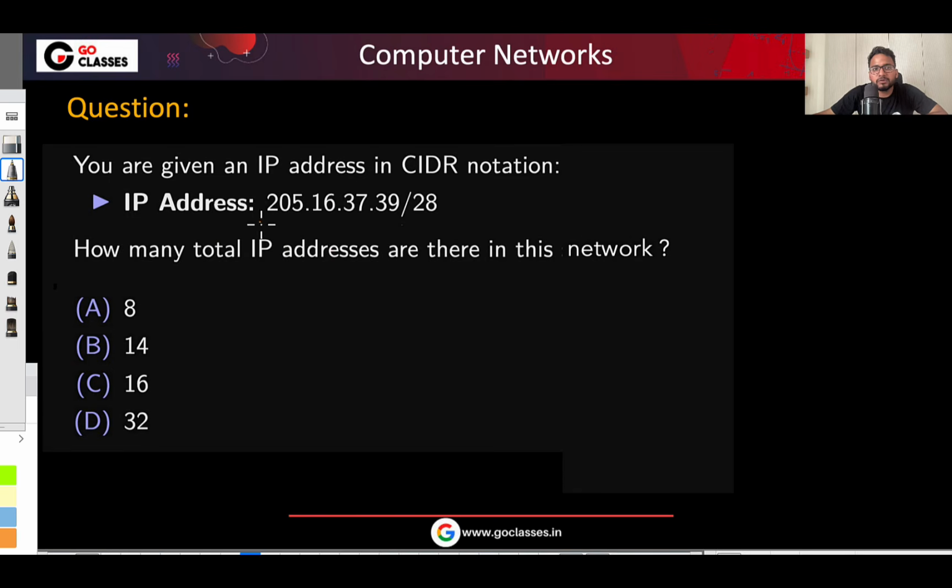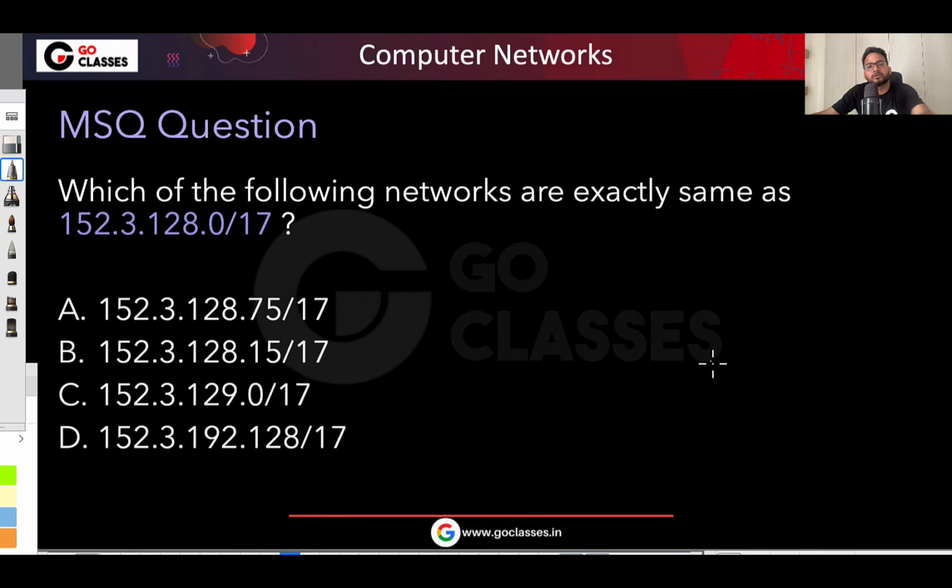This question is saying, you're given an IP address. How many total IP addresses are there in this network? They're just asking for IP addresses. So 4 bits are free, so you can say 2 power 4, which is 16. Okay, so C is the correct answer. Understood? Great.